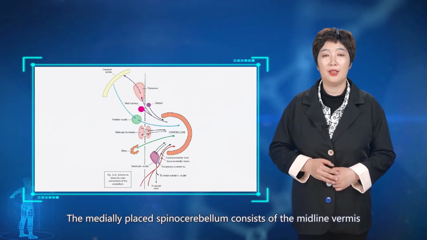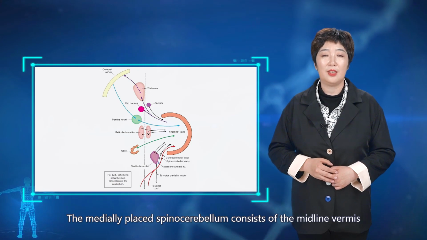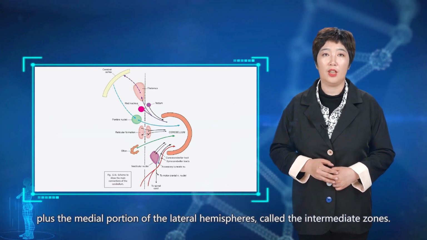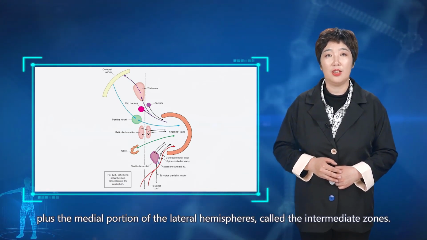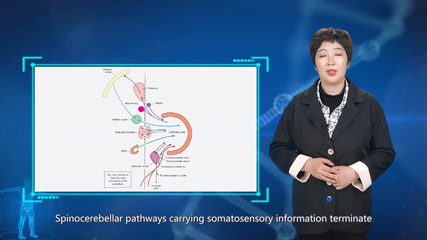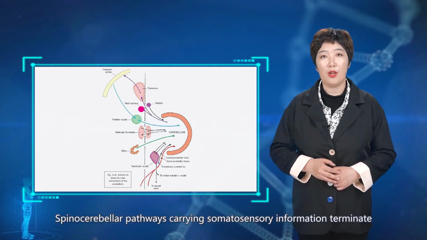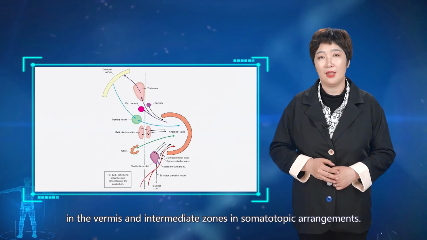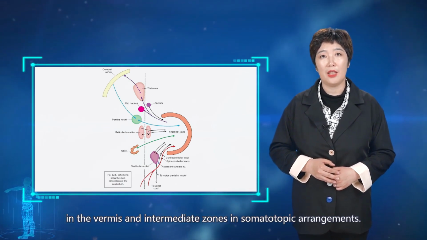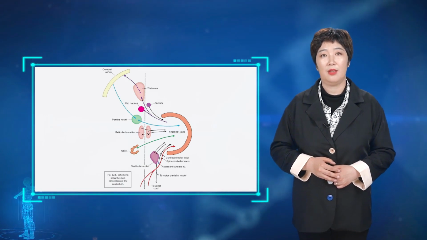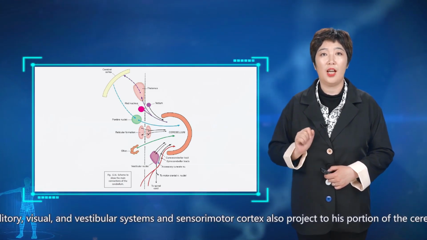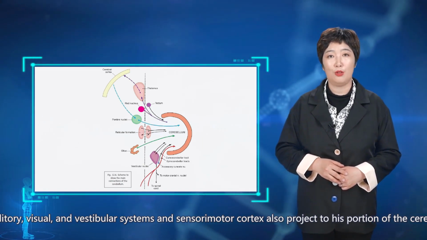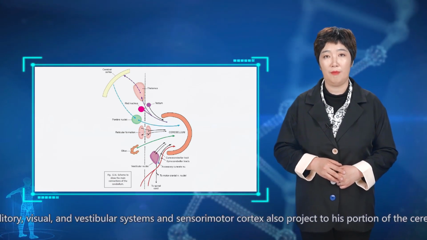The medially placed spinal cerebellum consists of the midline vermis plus the medial portion of the lateral hemisphere, called the intermediate zones. Spinal cerebellar pathways carrying somatic sensory information terminate in the vermis and intermediate zones in somatotopic arrangements. The auditory, the visual, and vestibular systems and the sensorimotor cortex also project to this portion of the cerebellum.